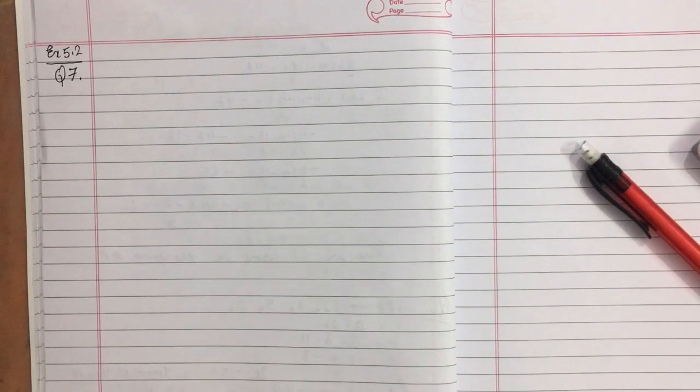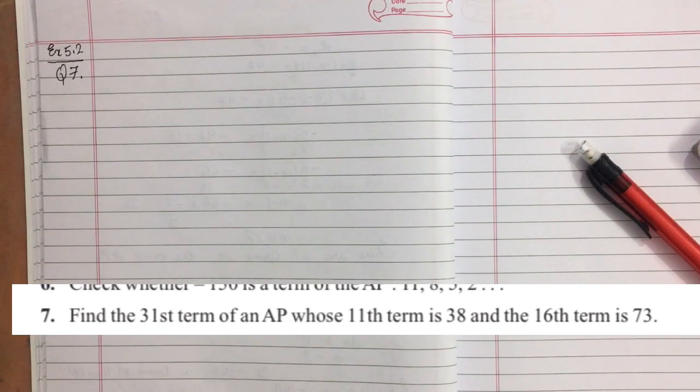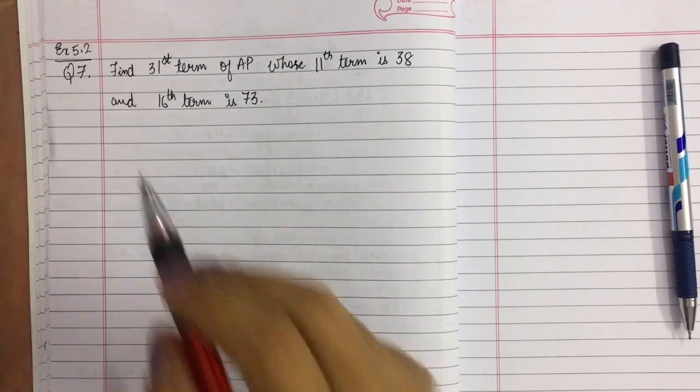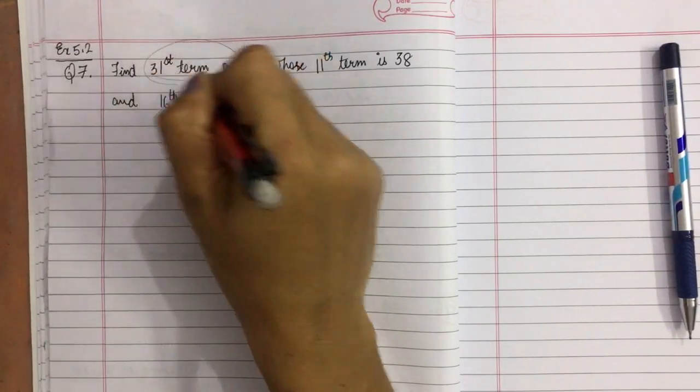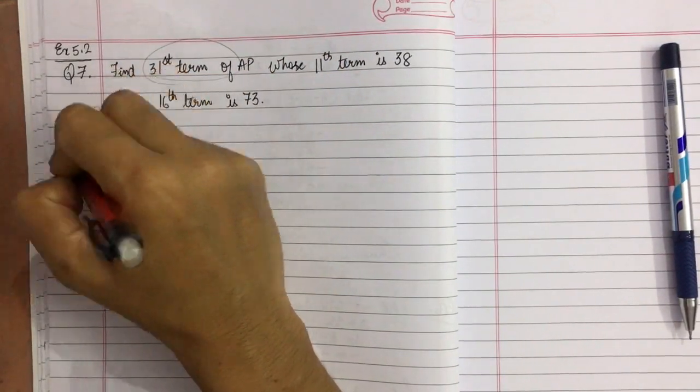Now let us take a look at question number 7. You have to find out the 31st term of an AP whose 11th term is 38 and 16th term is 73. Now this is what the question is. You have to find out the 31st term of the AP. That means you have to find out A31.